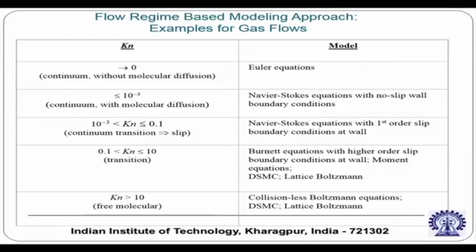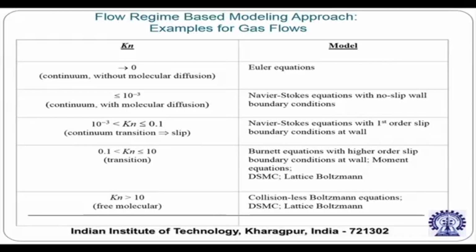So when the Knudsen number tends to 0, it is a situation of continuum without molecular diffusion, that is, without viscous effects. So you can use the Euler's equation. Less than 10 to the power minus 3, again as I told, these are not hard and fast numbers, just typical orders, you can use Navier-Stokes equation with no slip boundary condition at the wall.